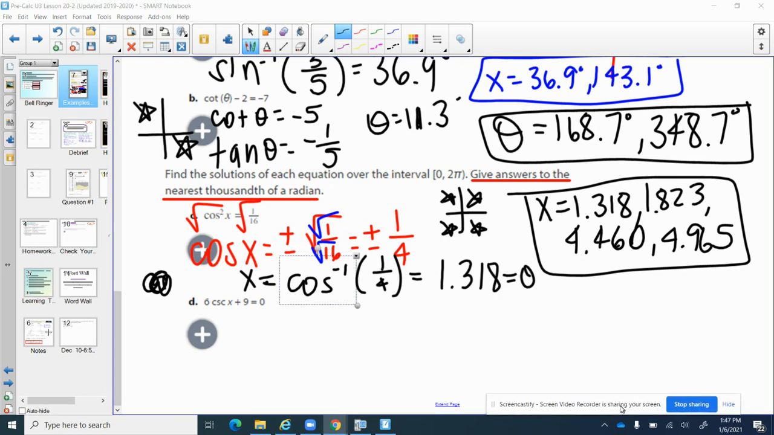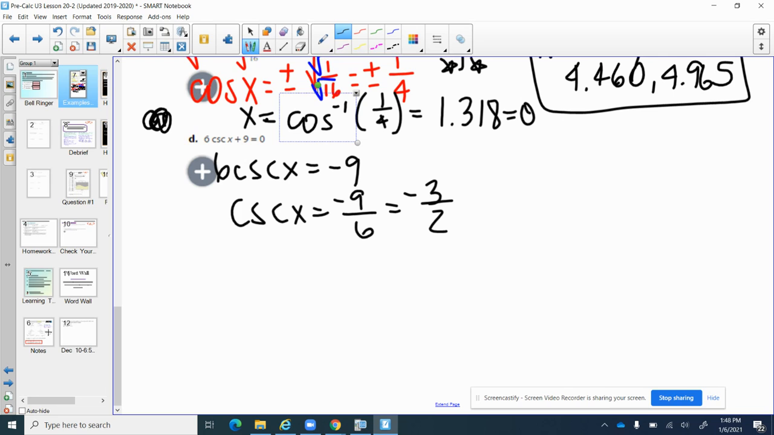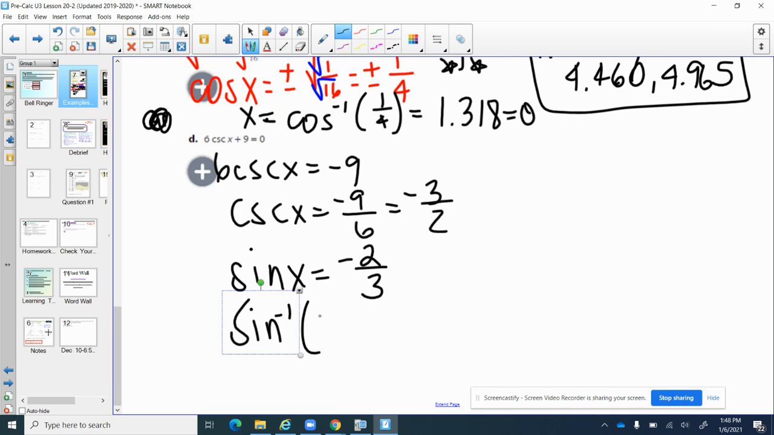Our last example of today is dealing with letter D here. And if we start, we have 6 cosecant of x, and then we subtract over the 9, divide by the 6. We know that this reduces really to be -3/2. Well, again, cosecant, not a button we have on our calculator, so what we can do instead is turn this into the reciprocal function. And then look at sine inverse. Again, I would just use the first quadrant value to find that lovely reference angle.